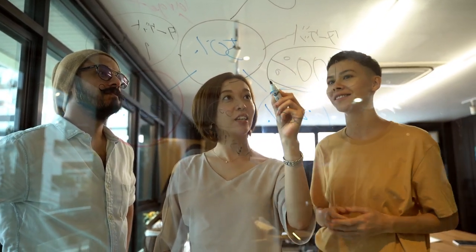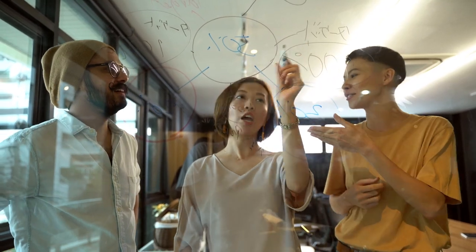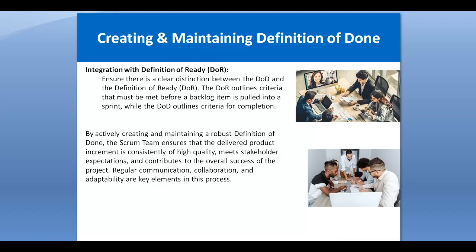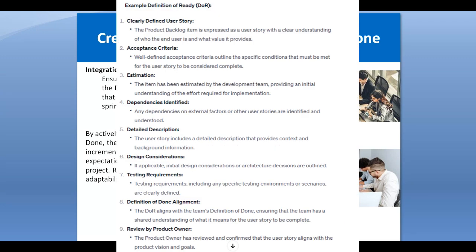Tool for empowerment. Empower the development team with the definition of done, because it serves as a tool for the team to maintain high standards of work and take ownership of the quality of the product increment. Okay, then the integration with the definition of ready. Here, friend, one thing to remember is that definition of ready is different and definition of done is different.